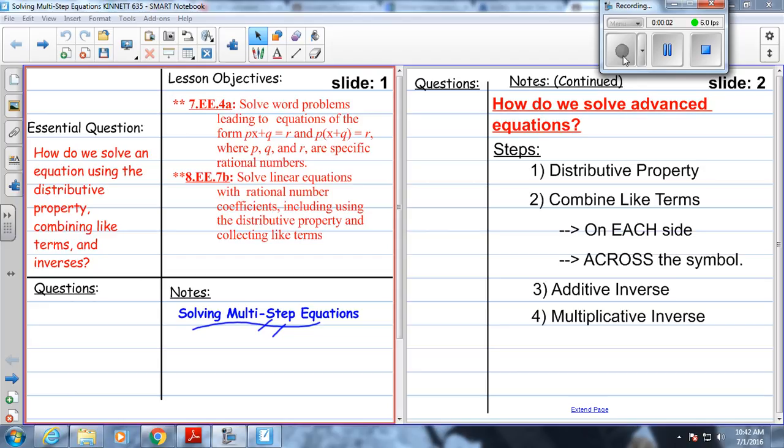Hello again, students, and today we're solving multi-step equations. This is our lesson where we finally learn the full sequence for solving any equation or inequality. The standards we are going to focus on today are 7.EE.4A again and 8.EE.7B.